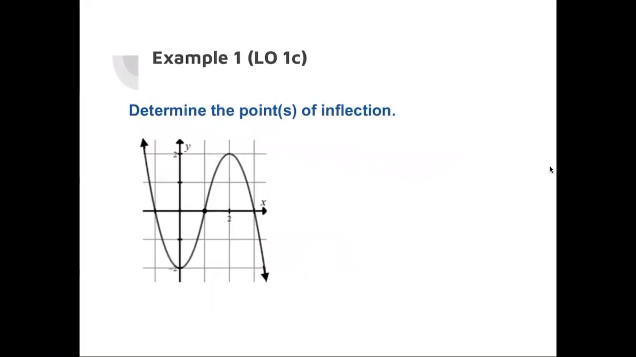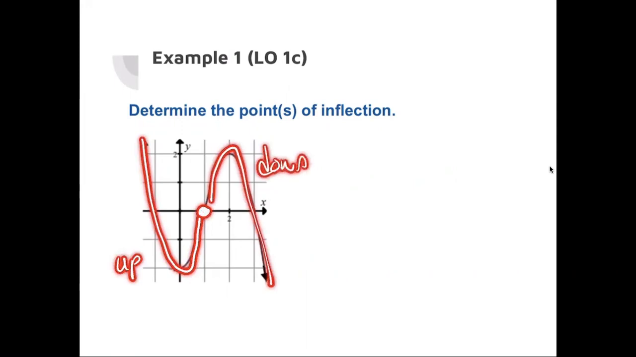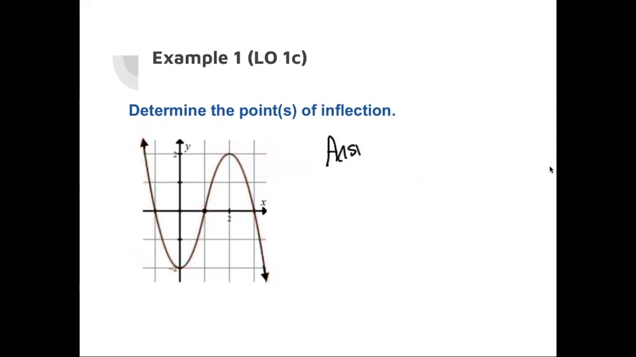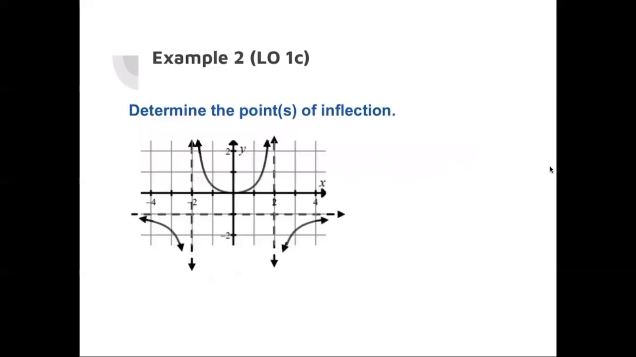Determine the points of inflection. Based on this point, the graph changes from concave up to concave down, right? So the answer for this example is (1, 0). They're asking for the point, so it is okay to write in coordinate form. Determine the points of inflection.